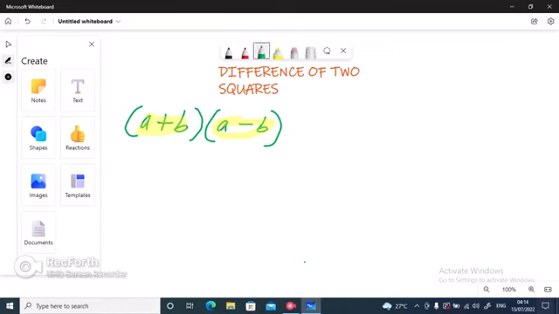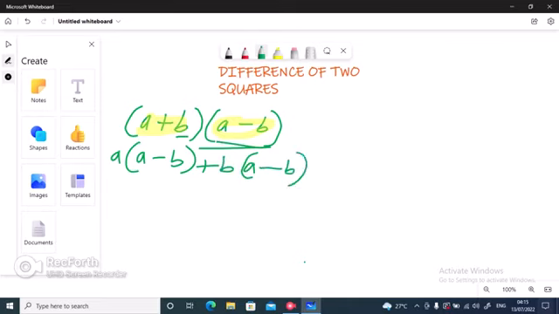So now our A, open your bracket, we have our A multiplied by everything here. That's our A minus our B, plus our B here. Open bracket, multiply by everything here. We have our A minus our B.